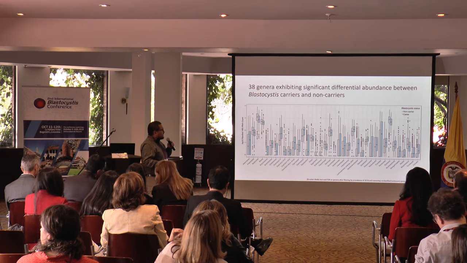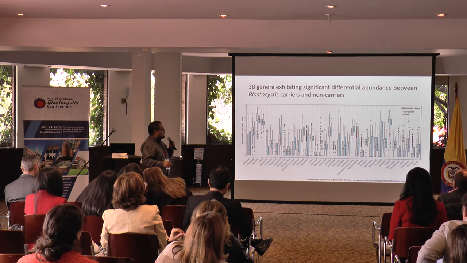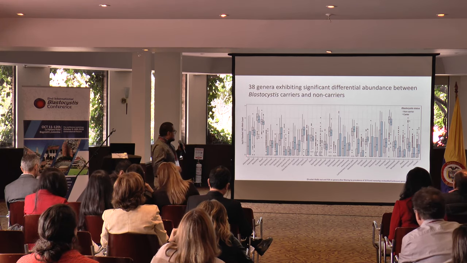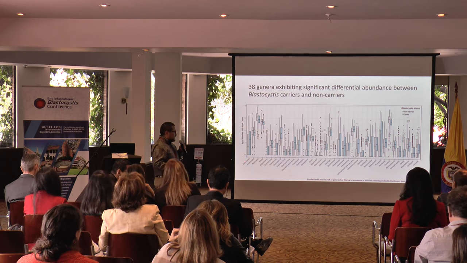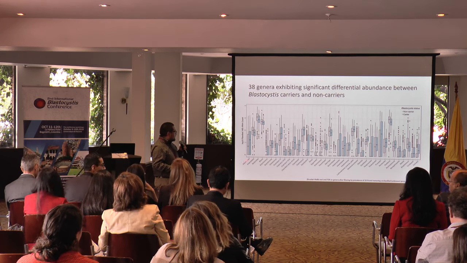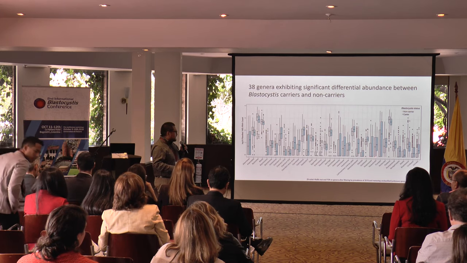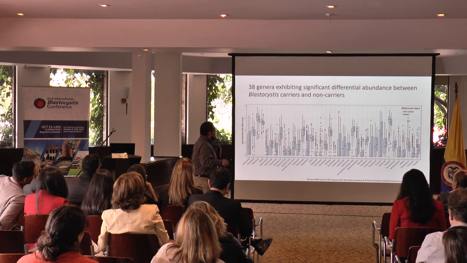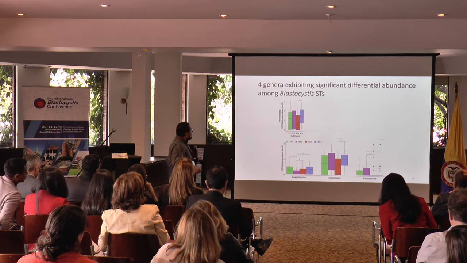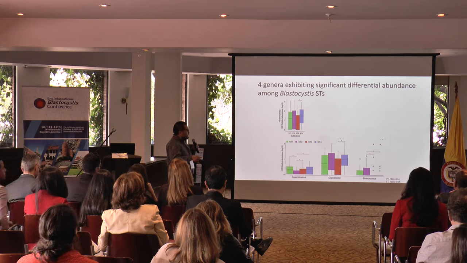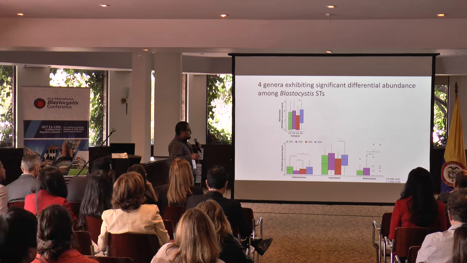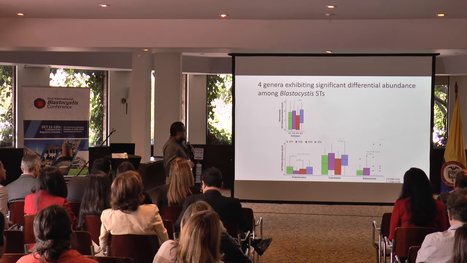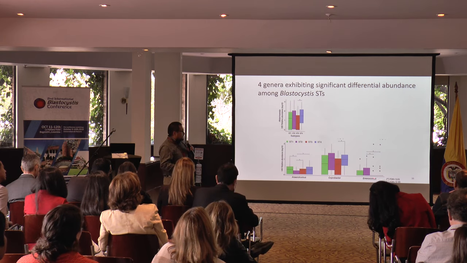Comparing carriers versus non-carriers, we identified 38 genera that have different abundances between carriers and non-carriers. I will mention some that were already reported, for example Akkermansia, Bacteroides, Methanobrevibacter. But since I was not too interested in this part, what I wanted to see was genera that have different relative abundance in different subtypes. We found four: Akkermansia, Anaerotruncus, Coprobacter, and Enterococcus.